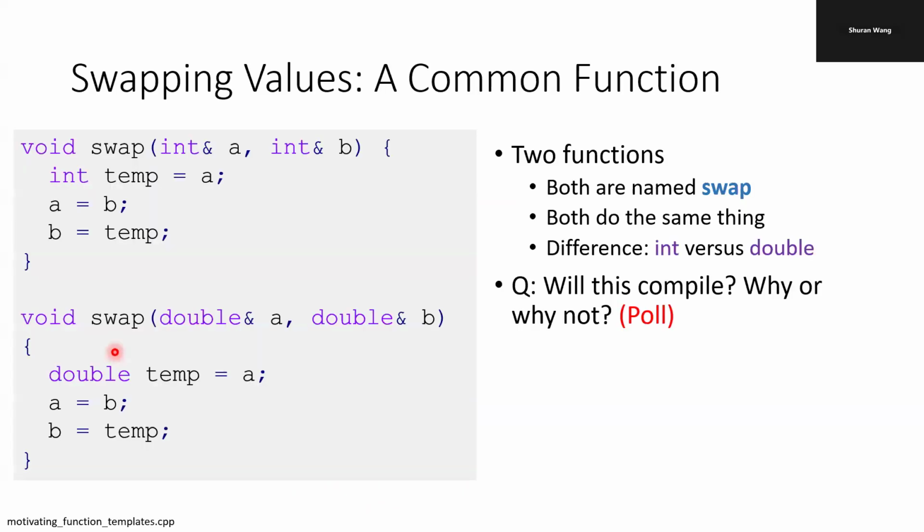Function templates. Here are two examples of the swap function. For the swap function, we're taking in two parameters passed by reference, and in the function, we swap whatever is in them. The two swap functions, one is written for integers and one is written for doubles. They do the same thing, they have the same name. The only difference is the data type. So first, can anyone tell me, will this compile? Why or why not?